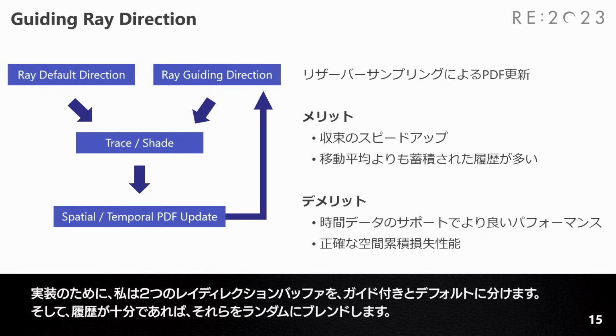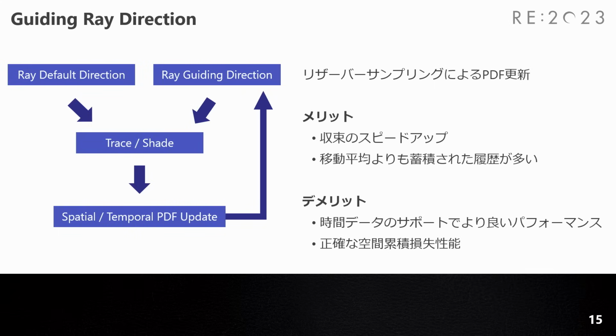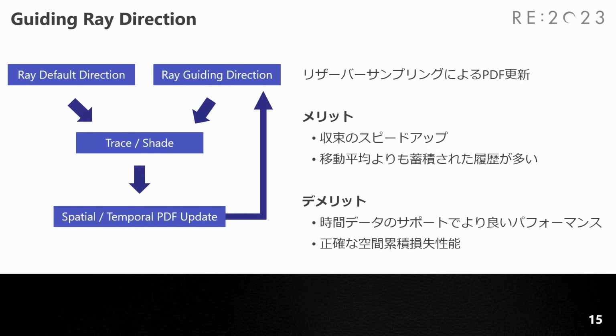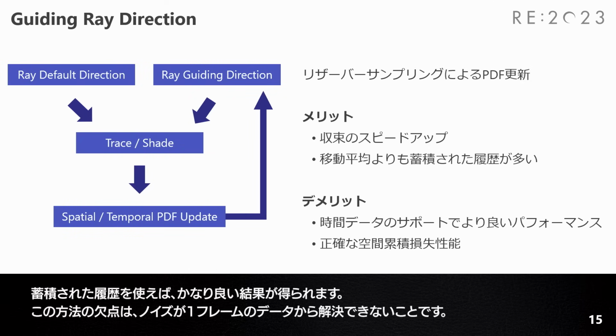For the implementation, I separate two redirection buffers into guided and default. Then, I bind them randomly if the history is enough. The guiding direction and its PDF are updated from reservoir sampling. Guided history can accumulate up to 500 frames. The result is pretty good if accumulated history is used. The disadvantage of this method is that noise cannot be solved from one-frame data.